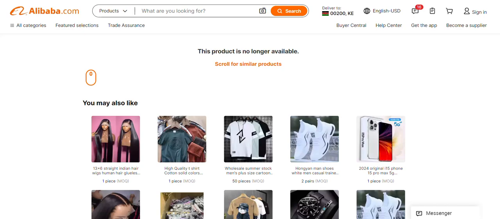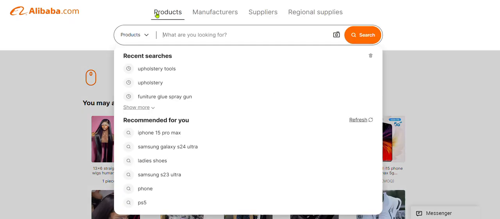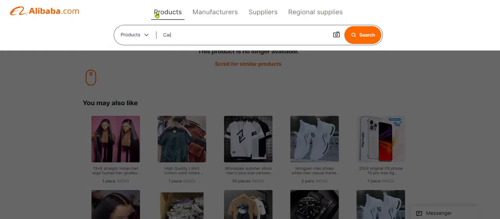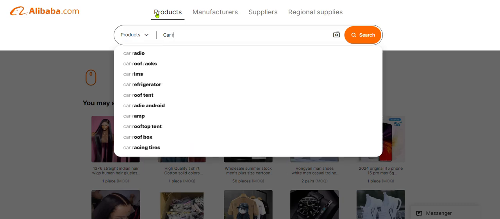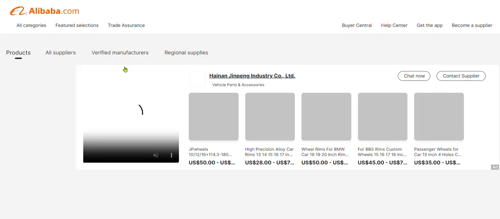Hi everyone. So today we want to take a moment and learn how we can buy car parts from Alibaba, and see how we can really go about it. The main thing we want to look at is car rims, for example. Basically, let's look at the car 12-inch rims.